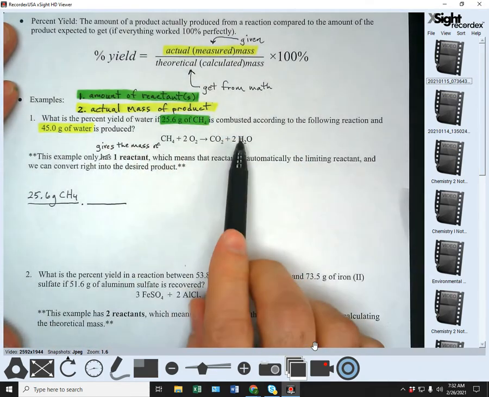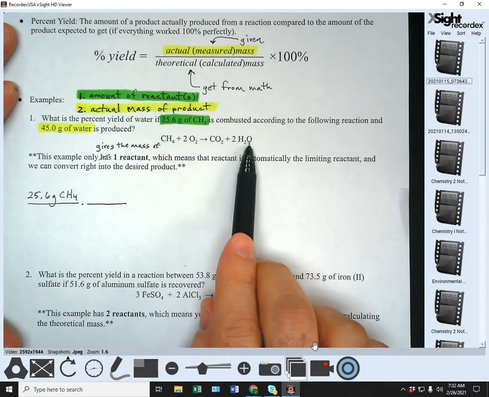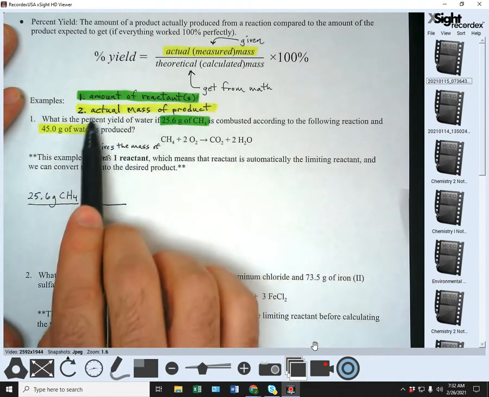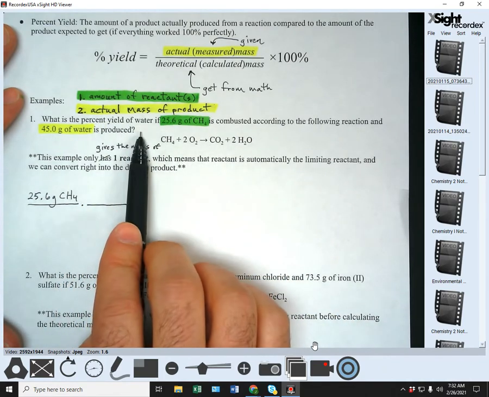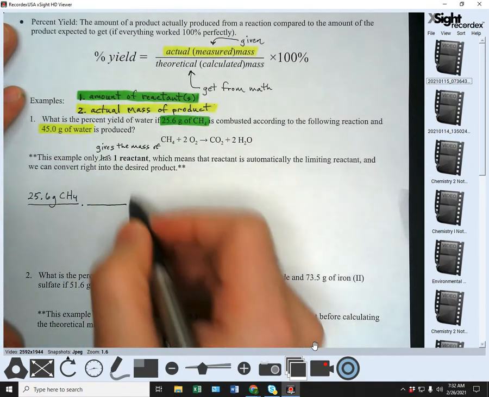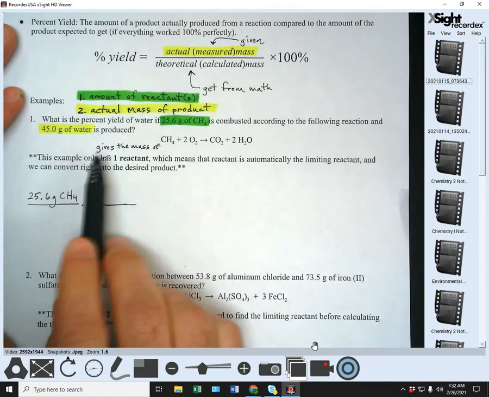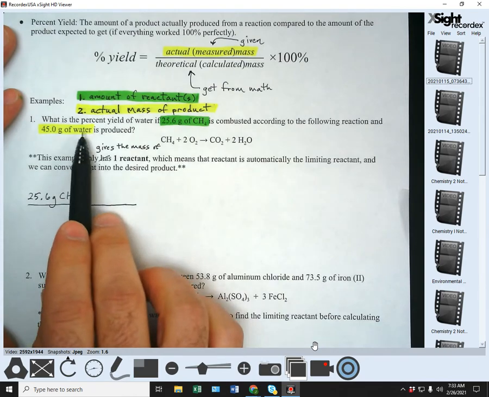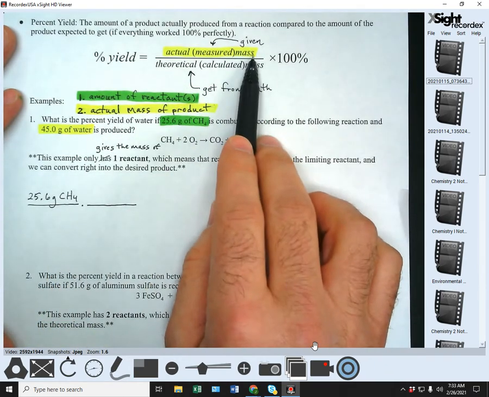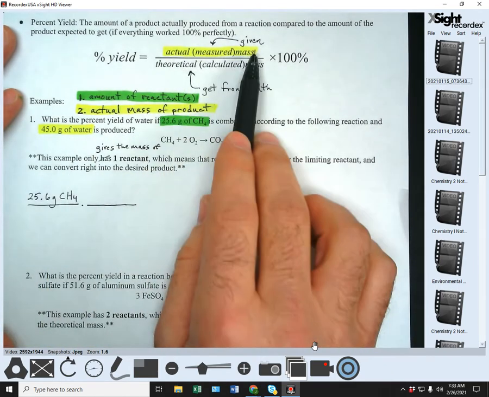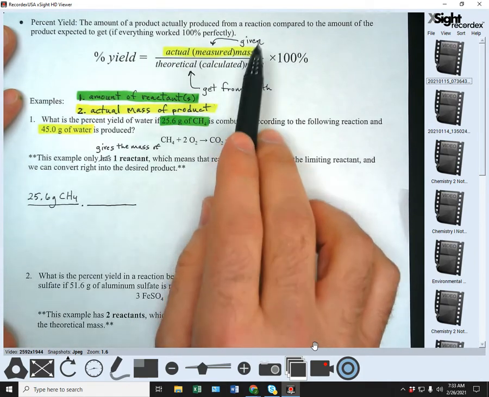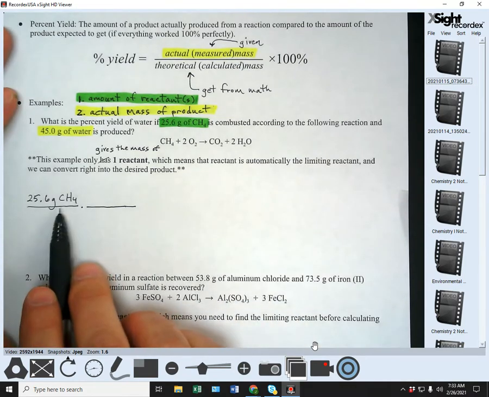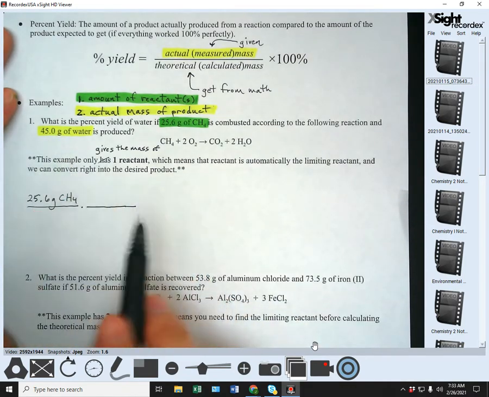How do you know which thing you're going to? We've got CO2 and H2O. Which product? Well, it's the water, because we want to know the percent yield of water. All right. And if they just say, what is the percent yield? They don't say of what? Then look at the actual they gave you. Whatever substance the actual is for, that's the percent yield you're looking for. Okay. All right. So we need to get this into grams of water.